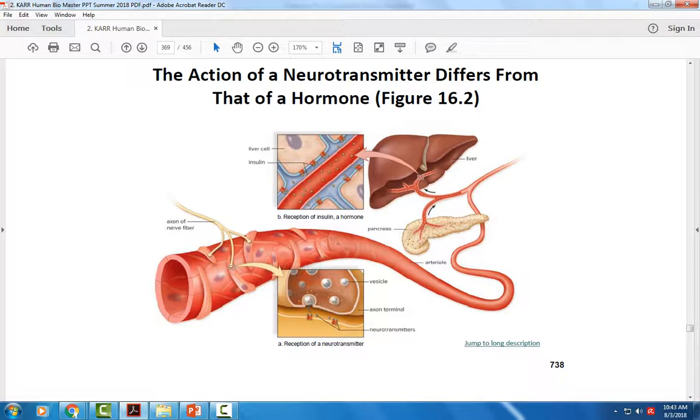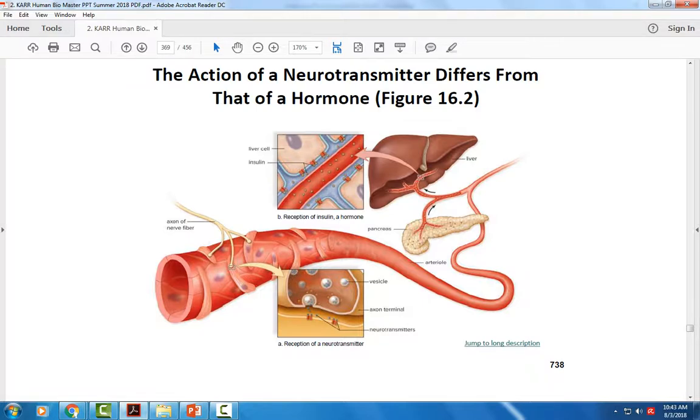So it takes time. Where this is more direct, we have an axon terminal acting directly here on an arteriole and stimulating, maybe this is smooth muscle, maybe it's stimulating this arteriole to constrict. Just depends on what the function is. So just a little difference between those two systems.